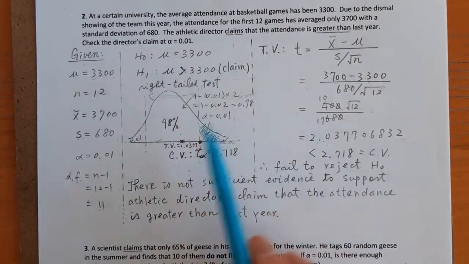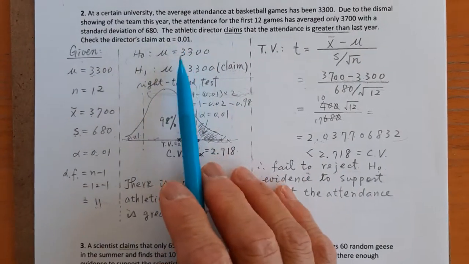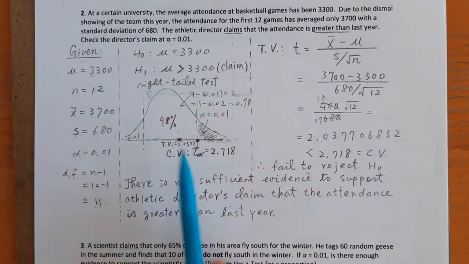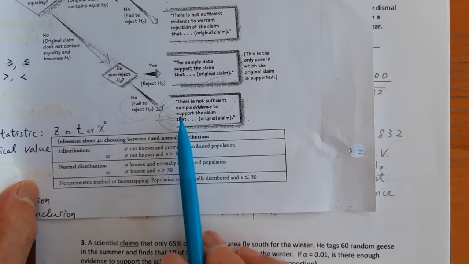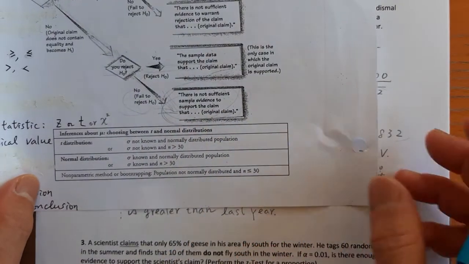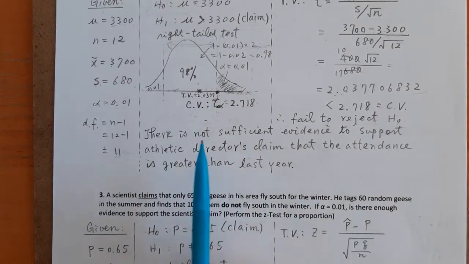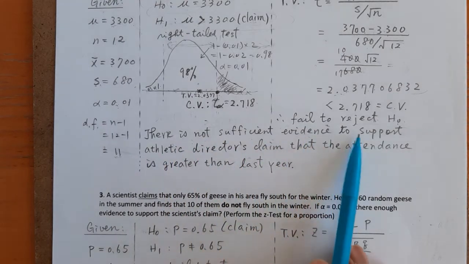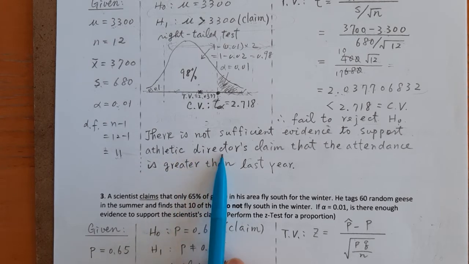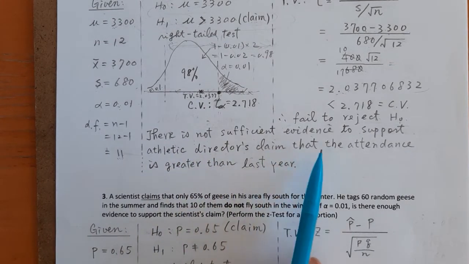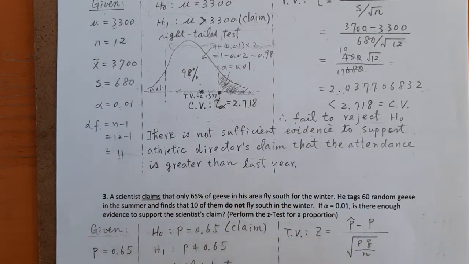So that means the sample does not support H1. So your wording is there is not sufficient evidence to support the claim. So then we write down the final conclusion: there's not sufficient evidence to support the athletic director's claim that the attendance is greater than last year.